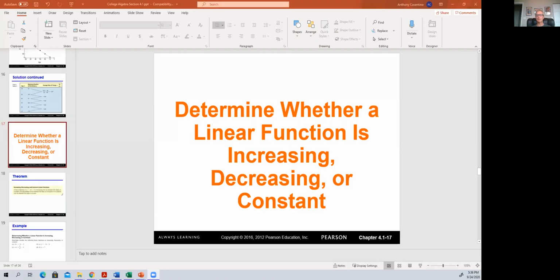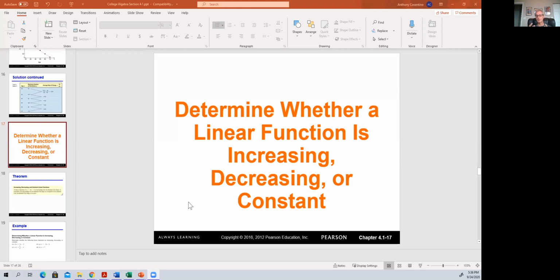And before we do some more models, I just want to give you one more, starting off easy, hopefully. This idea that when we were talking about functions that are increasing, decreasing, or constant, we talked about that quite a bit in chapter 3. And the good news is, as we alluded to in the last lecture, whatever the slope is will dictate if it's increasing, decreasing, or constant.